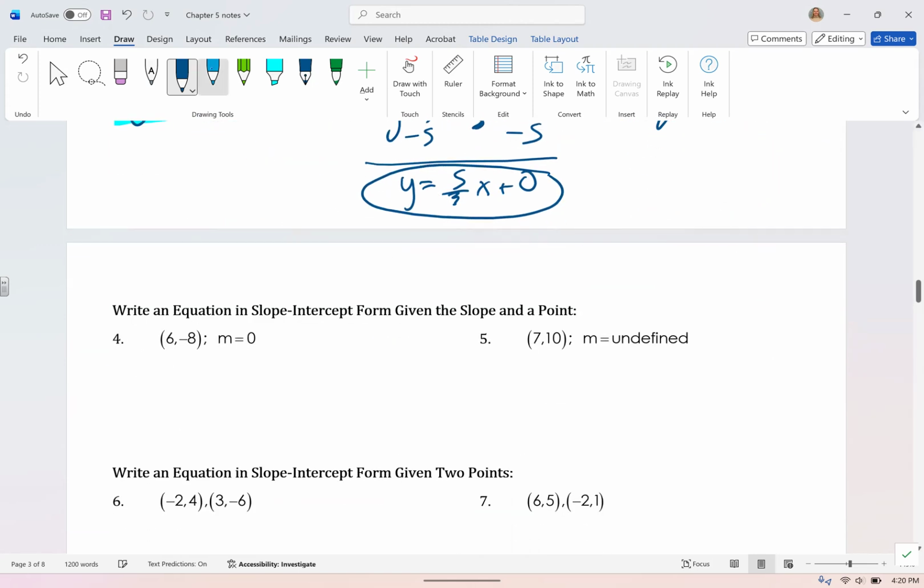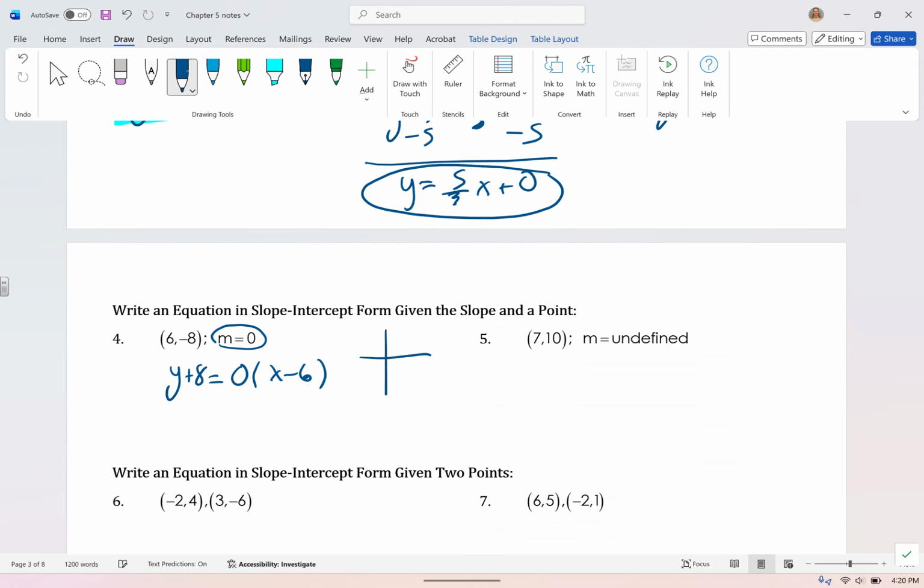Okay, we can do some more on the back. If slope is 0, okay. If your slope is weird, be careful. You don't really use point slope for this one. So if the slope is 0 and it goes through a point, you're going to have to say y plus 8 equals 0 and then x minus 6. And you're like, wait, what's going on here?